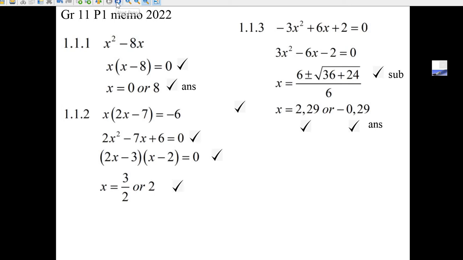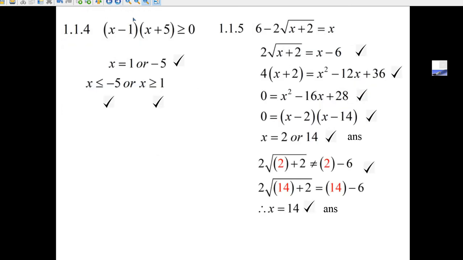And that's it. Let's take a look at the next question. Okay, we're supposed to solve this inequality, but they've already put it in the graph. It's in factored form. So we're looking at the two zeros, x equals 1 or x equals minus 5. Those are the things that will make it equal to 0. So that's part of the story.